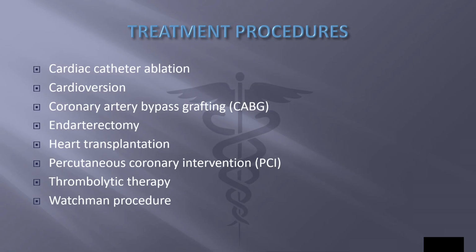Next, we have treatment procedures. Cardiac catheter ablation. Flexible tube is threaded through blood vessels into the heart to destroy or ablate abnormal tissue that causes arrhythmias. Cardioversion. Brief discharges of electricity passing across the chest to stop a cardiac arrhythmia, also called defibrillation.